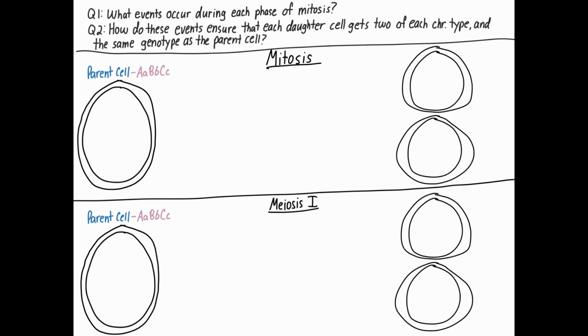Mitosis must produce daughter cells that have the same genotype. As you'll see, evolution has produced a simple and elegant way for cells undergoing mitosis to accomplish this. In contrast, meiosis I can produce daughter cells with different genotypes.